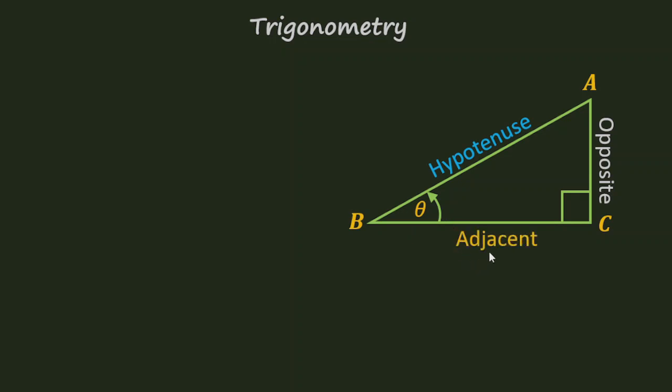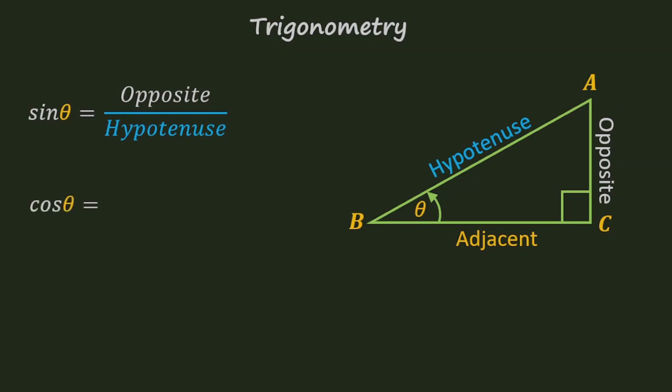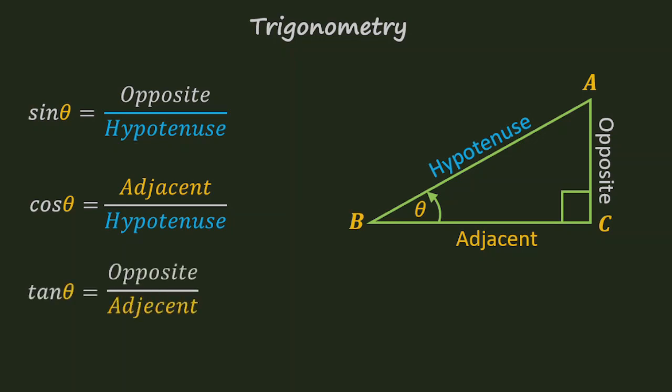We use these sides of a right-angled triangle to define the basic trigonometric ratios. We define the sine of theta as the opposite over the hypotenuse, the cos of theta as the adjacent over the hypotenuse, and the tan of theta as the opposite over the adjacent.